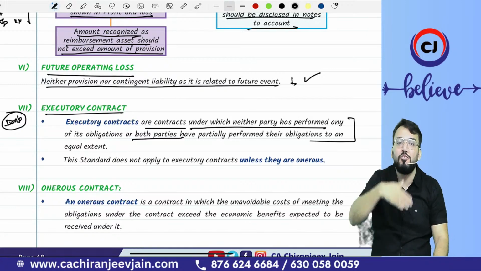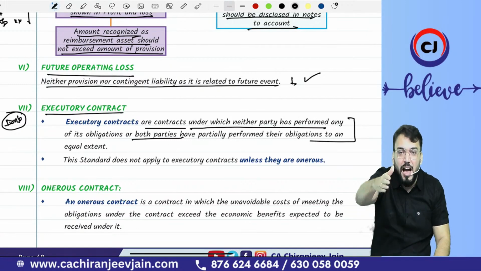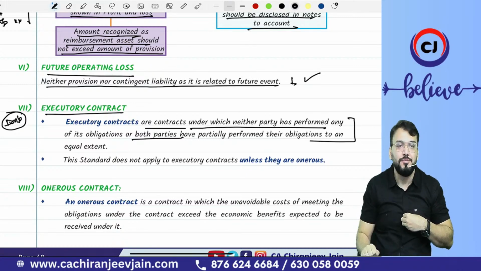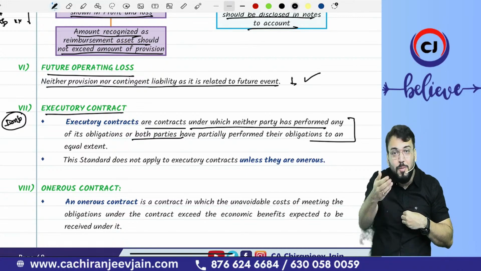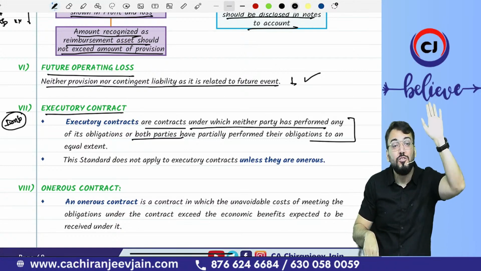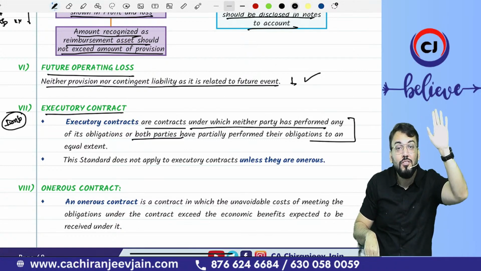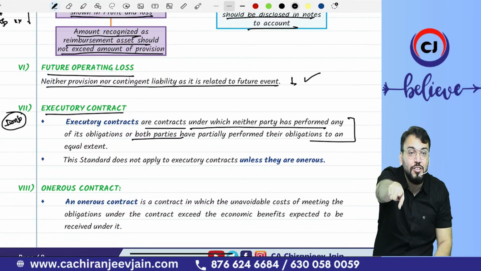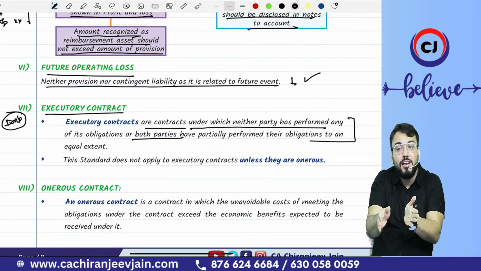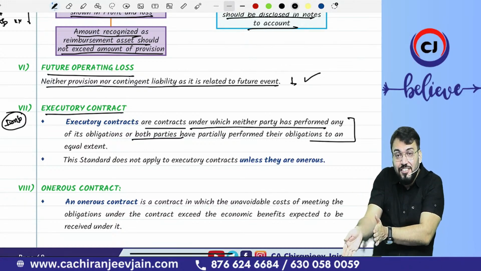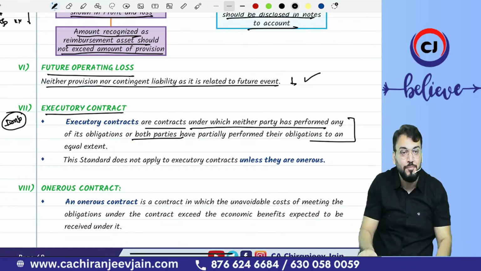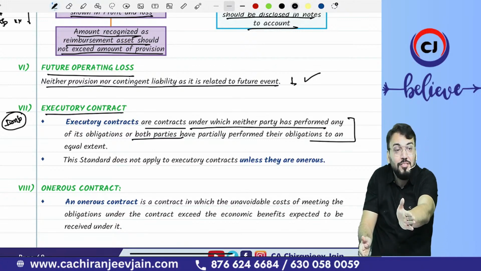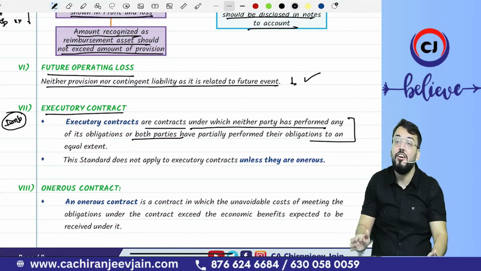For example, we have done one contract. In our contract, who has an obligation, whether I have an obligation or you have an obligation? Both parties have obligations. I have an obligation to teach, to provide services. You have an obligation to pay. Suppose I have not started teaching and you have not paid the amount, or I have done 50% teaching and you have paid 50% of the amount. This becomes an executory contract.